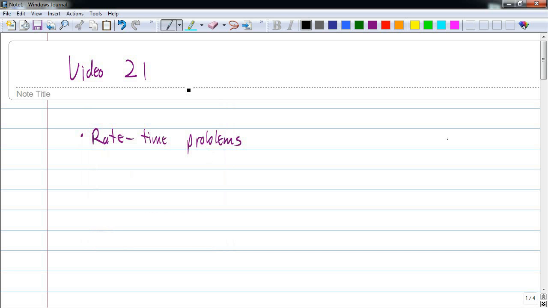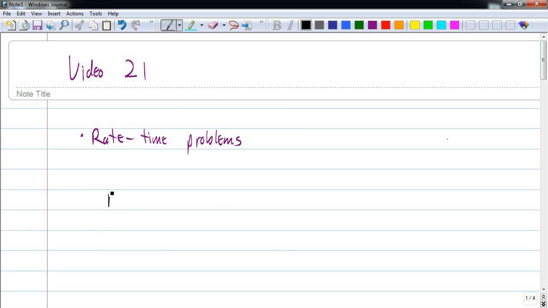We are talking about rate time problems. This is a particular type of word problem that has a lot of variations. There's a lot of ways you can write it. I'm just going to show you a few types of these problems. These are examples 5, 6, and 7, starting on page 9 in the book.